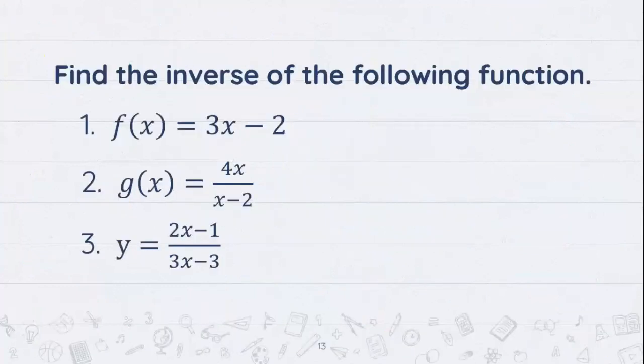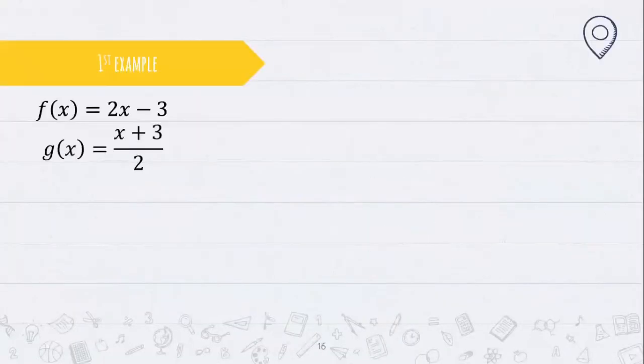Okay? Sige, I have here 2 examples. So una, I have f of x is equal to 2x minus 3, and yung inverse niya, named as g of x, is equal to (x plus 3) over 2. Hindi ko muna nilagay na f inverse of x, kasi nga, hindi pa natin alam kung siya ay inverse nung f of x. So, i-check natin kung siya ay inverse nung f of x.